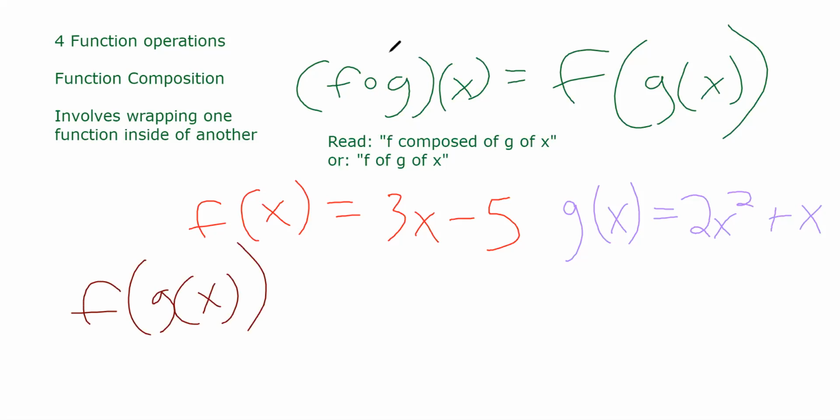what that says is that we take the G of X function here and we plug it into the function F everywhere we see the variable. And when you plug it in, it's probably a good habit to put parentheses around everything. So it's 3 times, now we're going to insert the G of X function, 2x squared plus X, minus 5.